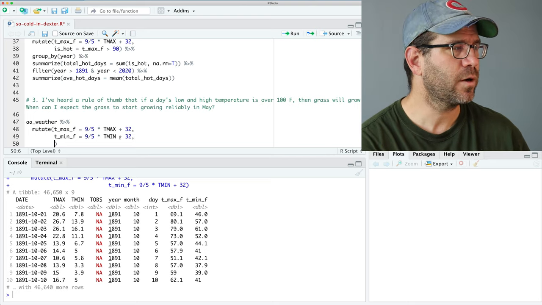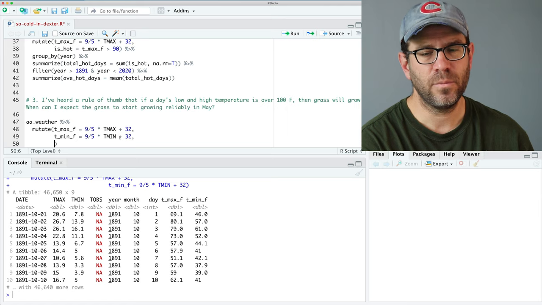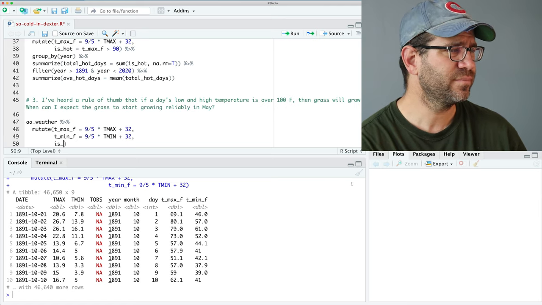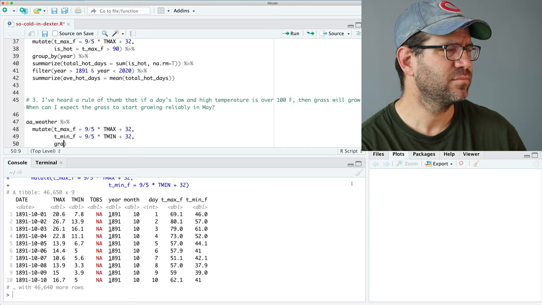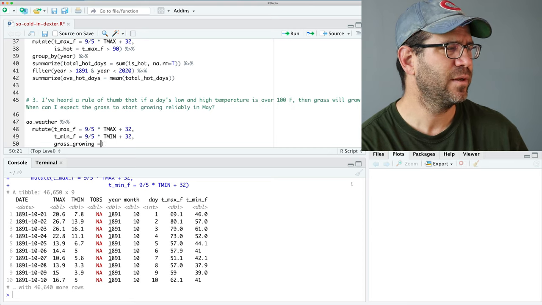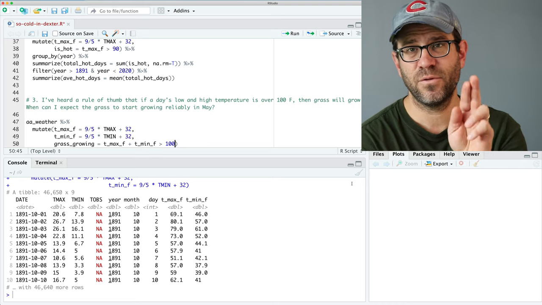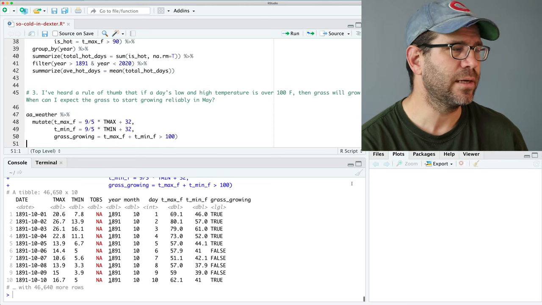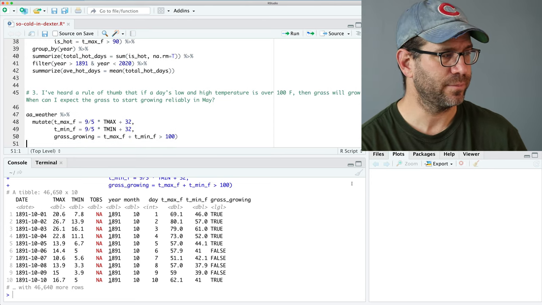I'm gonna go ahead and add a column that I'll call is growing, grass growing maybe, and we'll say t max f plus t min f greater than 100. So again, if those two added together is greater than 100, the rule of thumb goes that the grass is growing.